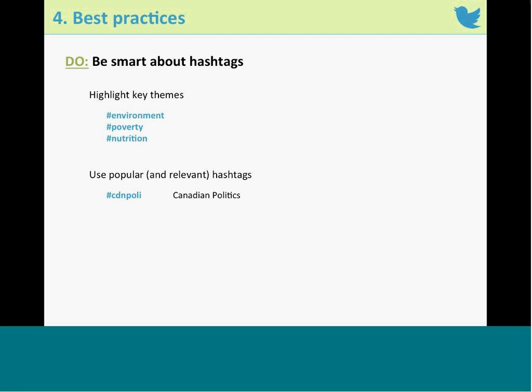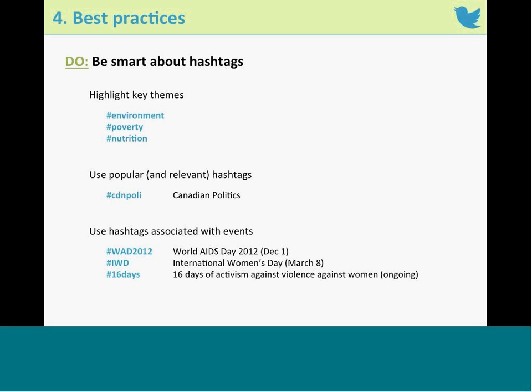As an example, CDN Poly is the Canadian politics hashtag. And then also there are often hashtags associated with big events. So World AIDS Day 2012 had a hashtag, as we saw. IWD is International Women's Day, and there's currently something, hashtag 16 days, that's ongoing, which is 16 days of activism against violence against women. So there are a number of institutions that are currently tweeting something every day for 16 days related to violence against women. Using these, especially these last two types, is very good for generating new conversations with people who aren't necessarily following you yet.